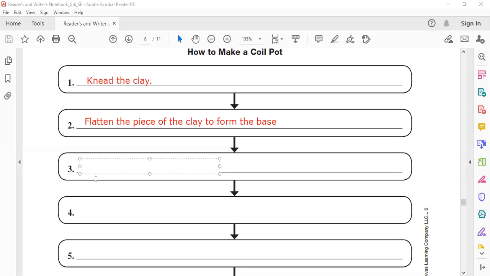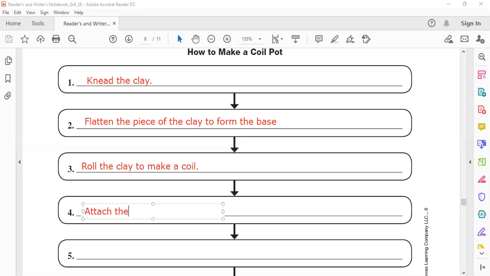Then take a handful of the clay and roll it between your hands or on a flat surface to form a long, thin coil. Excellent. So roll the clay to make a coil. Very good. Number 4. When the coil is smooth and even, lay it along the top outer edge of the base. Excellent.